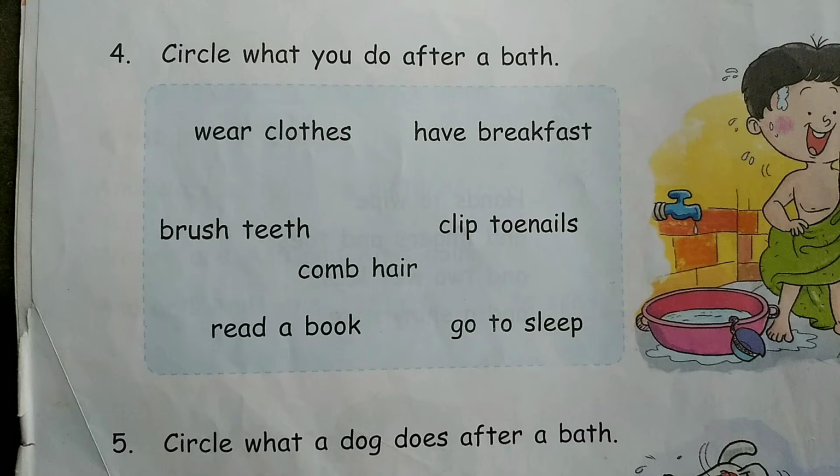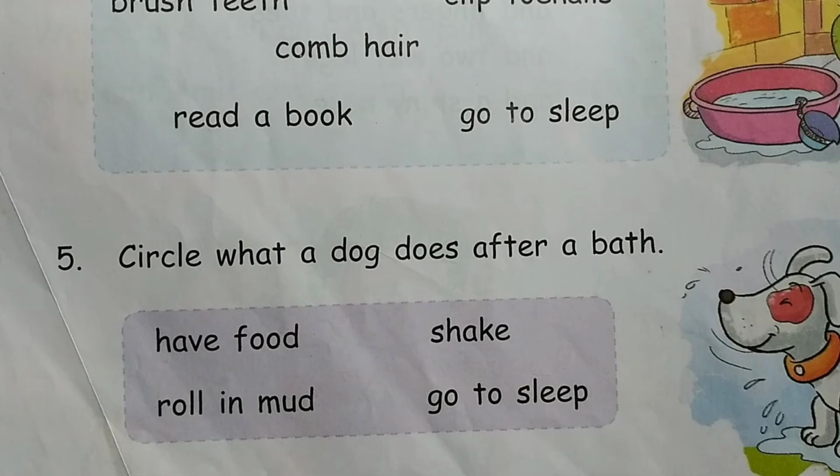Now look at the fourth question. Circle what you do after a bath. In that box, we can see some of the acts you do. Wear clothes, have breakfast, brush teeth, clip toenails, comb hair, read a book, go to sleep. Here you have to circle what you do after your bath.